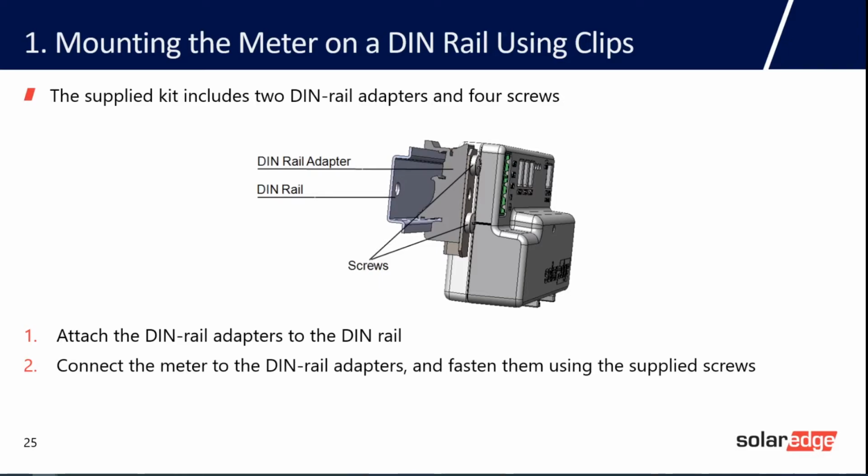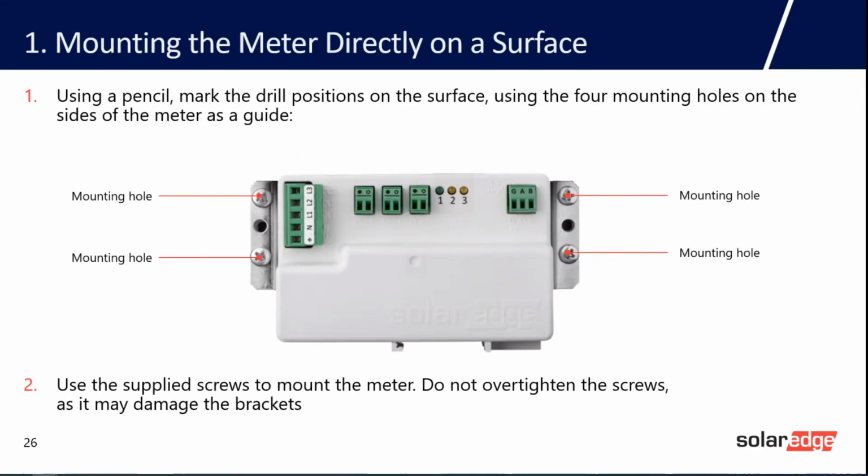To mount the meter directly on a surface: 1. Using a pencil, mark the drill positions on the surface, using the 4 mounting holes on the sides of the meter as a guide. 2. Use the supplied screws to mount the meter. Do not over-tighten the screws, as it may damage the brackets.